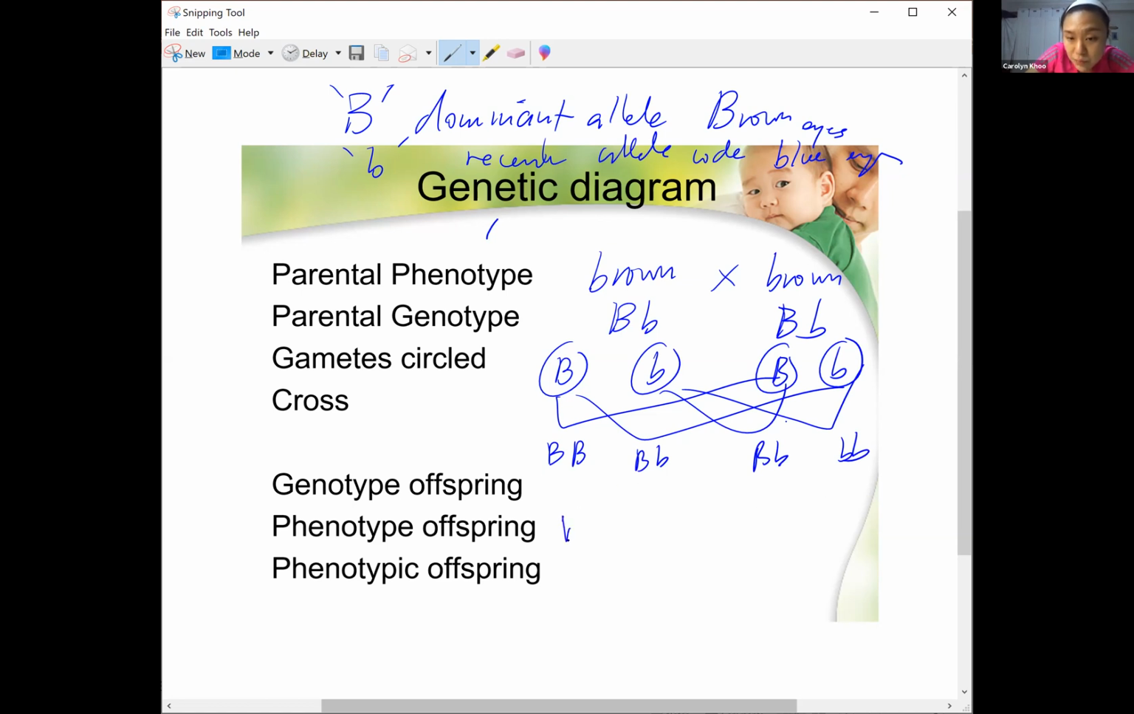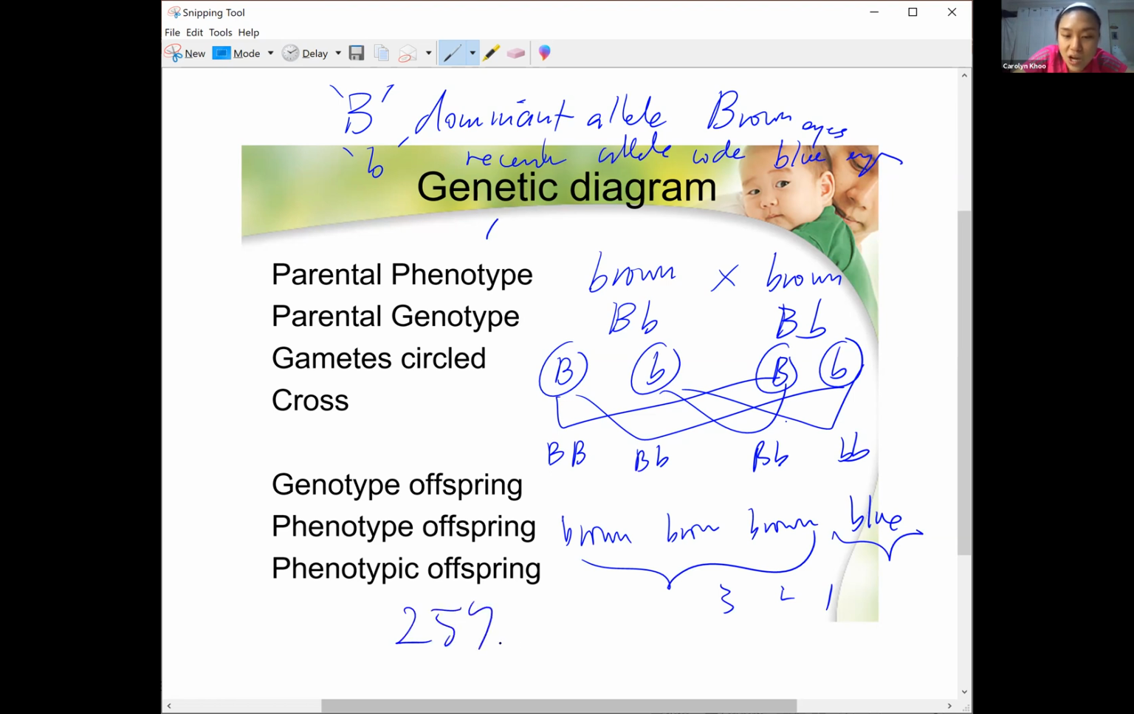So phenotype will be brown, brown, brown, blue. And because of that, I have a 3:1 ratio. If the question asks for probability, I will say that there's a 1/4 or 25% chance of the child being blue-eyed. So that is the basis for the genetic diagram. If it comes out, it can be 5 to 6 marks or 3 to 4. It depends on the year.